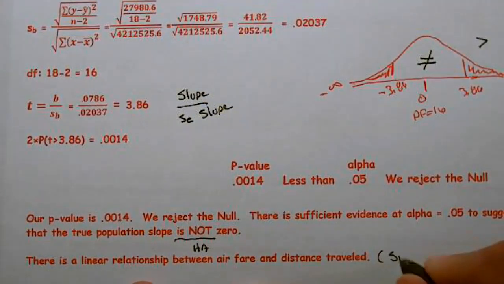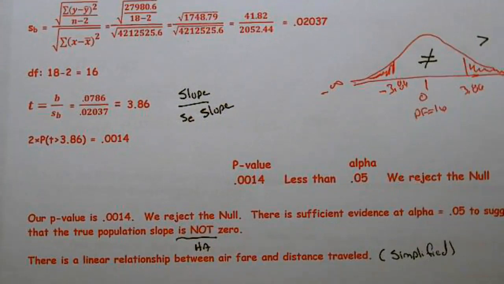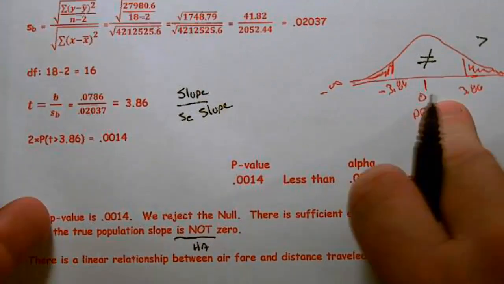And please always include this. There is a linear relationship between airfare and distance traveled. In other words, there's some predictive value, okay? There is some predictive value. All right, moving on. That was the hypothesis test.